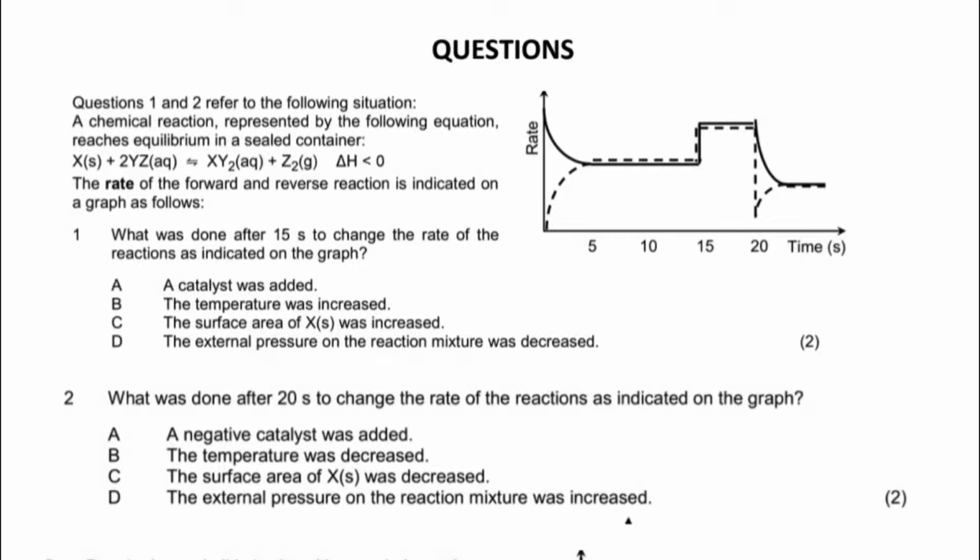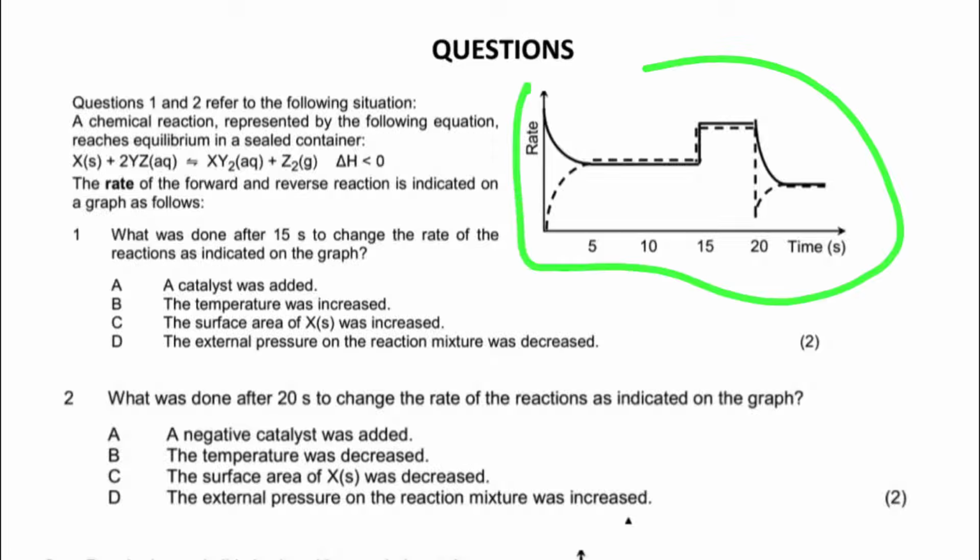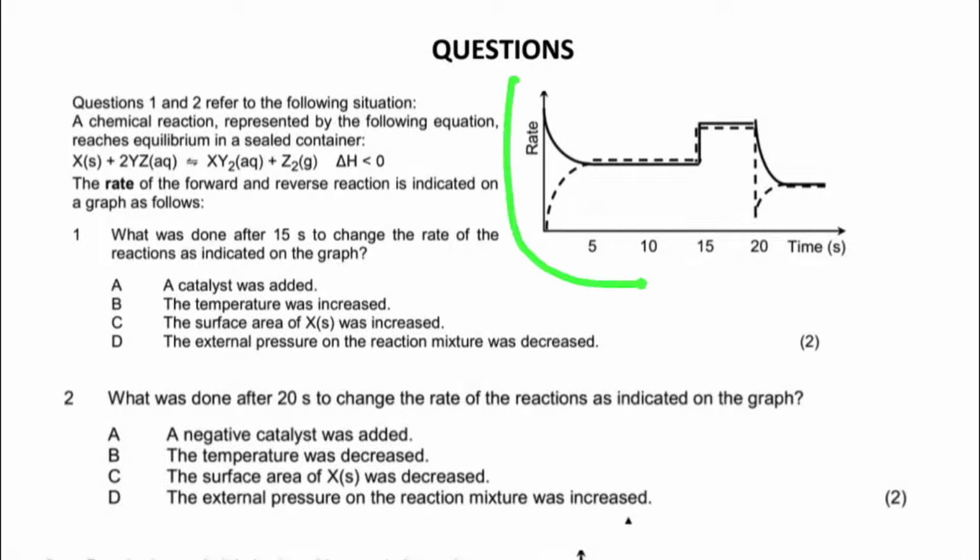Now the statement says the rate of forward and reverse is indicated on the graph below. So this is a graph of rate of forward and reverse reaction. Now, if you're looking at this graph, we have time there. The graph started reaching equilibrium at 5 seconds, right? From 5 seconds up until 15 seconds. At 15 seconds, there was a disturbance there.